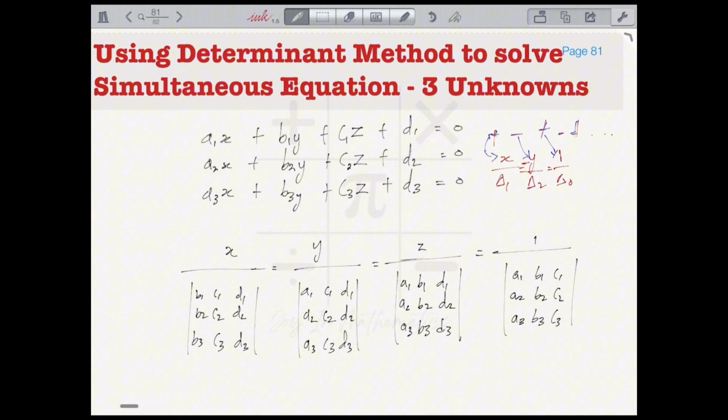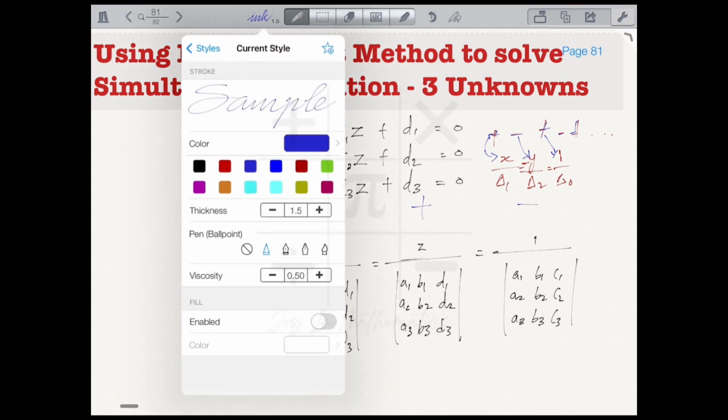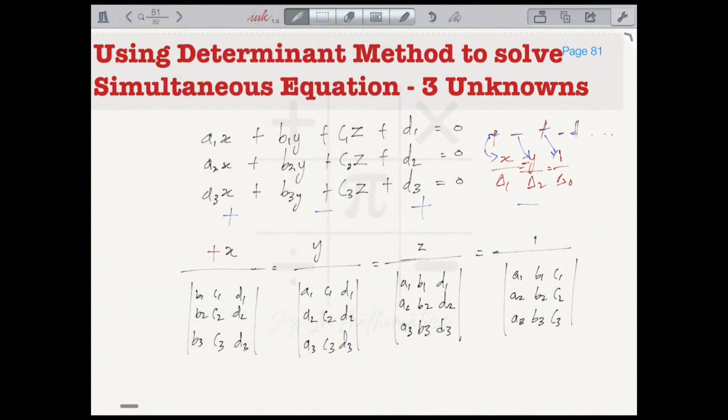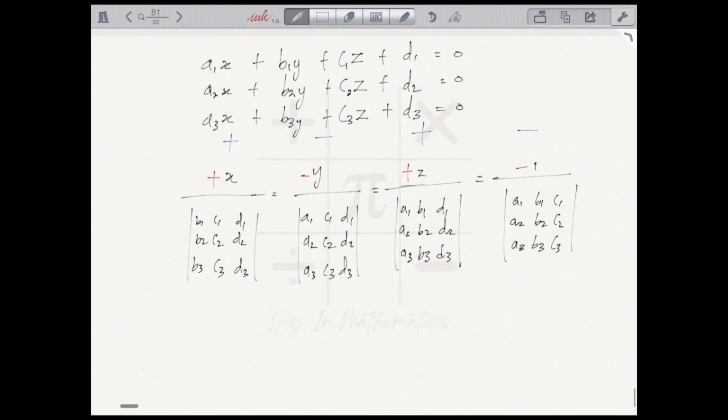All right, now we are going to apply that here. So let's apply that now and we'll say positive, that's the place sign, positive, negative, positive, negative. Therefore this is positive x, negative y, positive z, and negative 1. With the place signs done, we now have our expression to solve 3 unknowns, 3 equations using the determinant method.